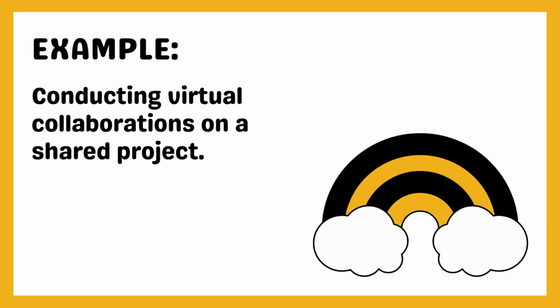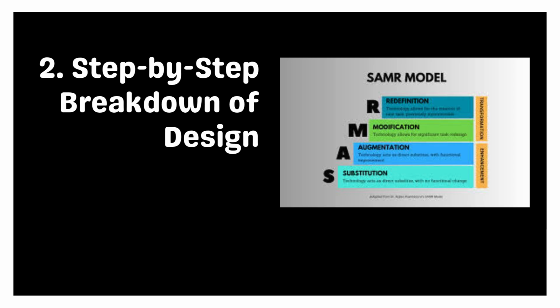Explaining the SAMR model would set the stage for understanding how the instructional design will progressively integrate technology to enhance learning. The second step would be to go over the step-by-step breakdown of the design for the client. For each step of the SAMR, we would specify the what, the why, the where, the when, and the how.